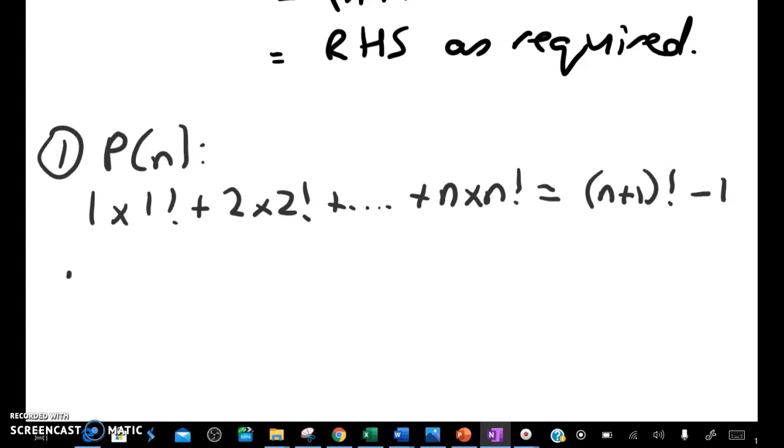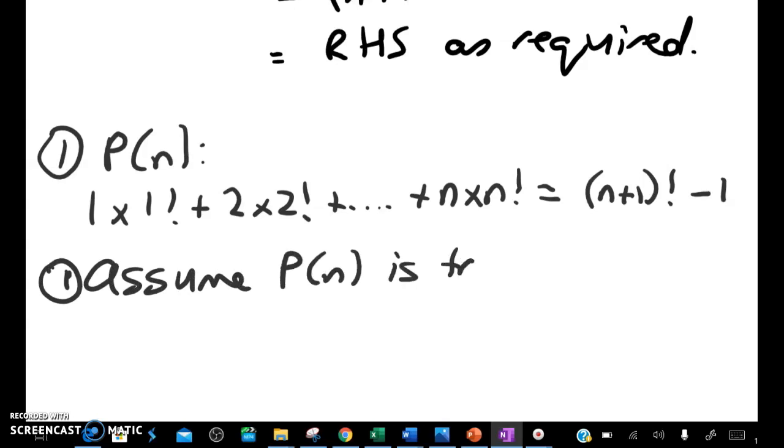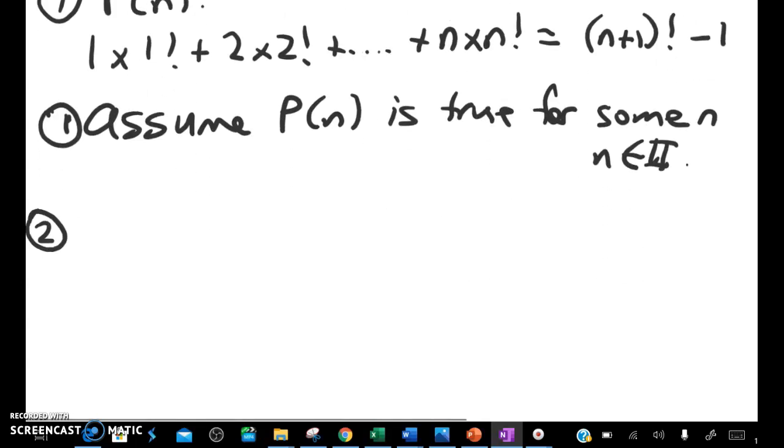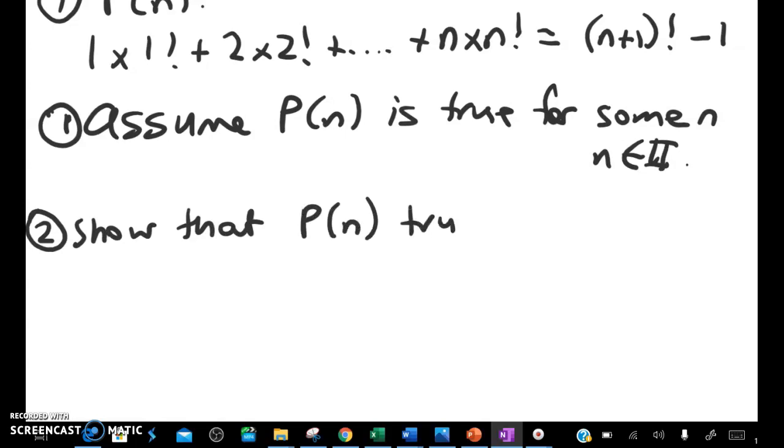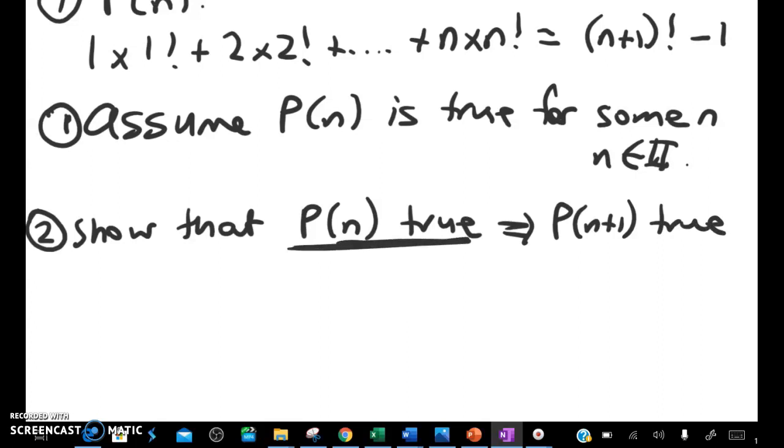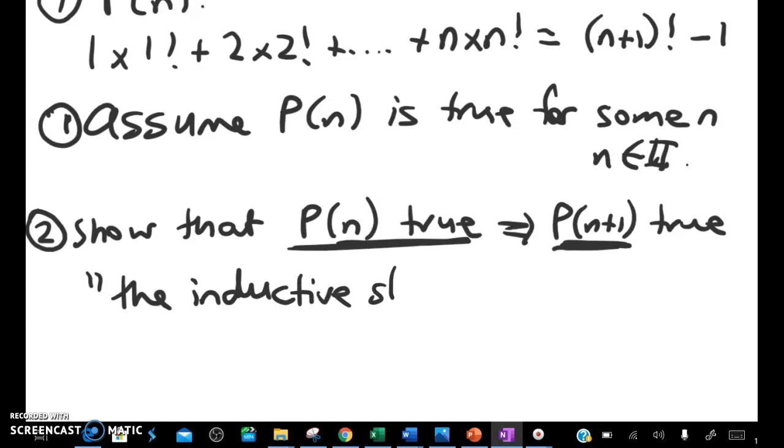What we're going to do is, step 1, assume that this is true for some n, where n is an integer. Then the tricky bit is to show that if P(n) is true, this implies that P(n+1) is true. In other words, we start with what we're assuming is true, do something to it, and show that we end up with the proposition for case n+1. When we do induction, that's often called the inductive step.